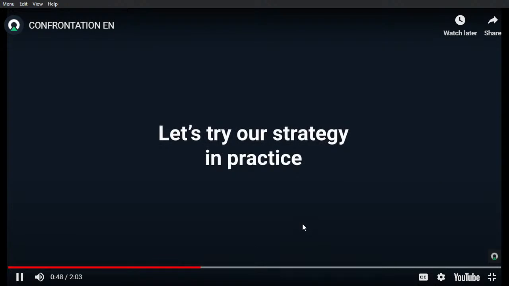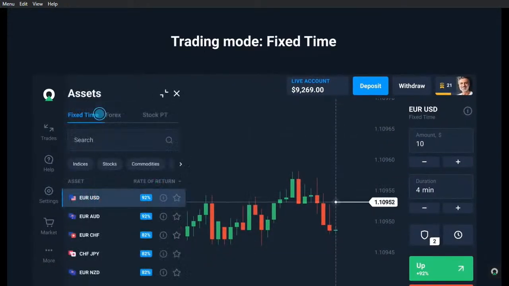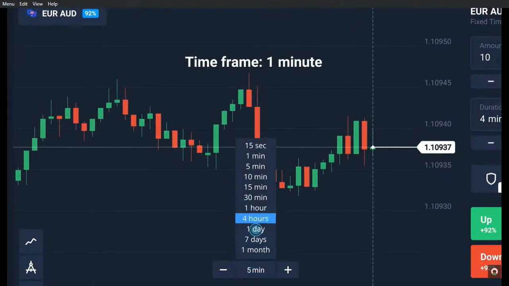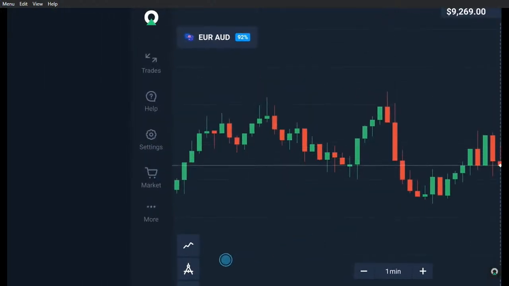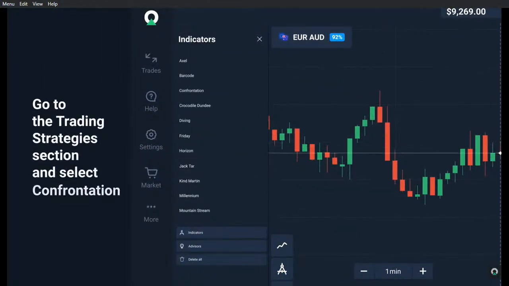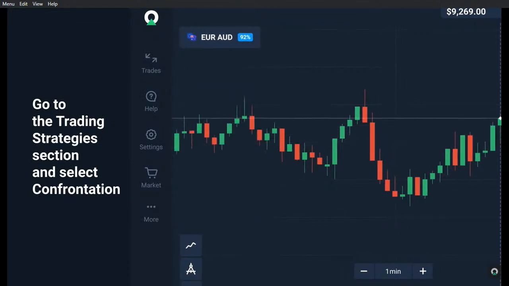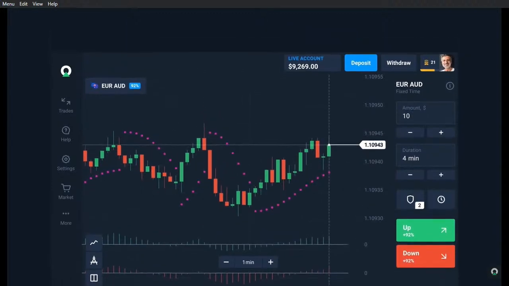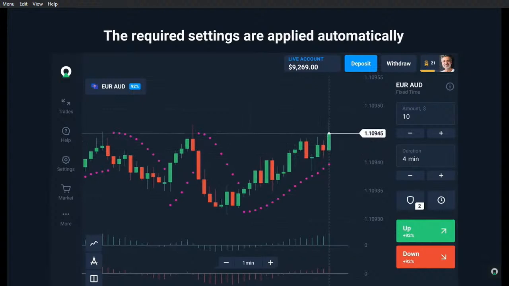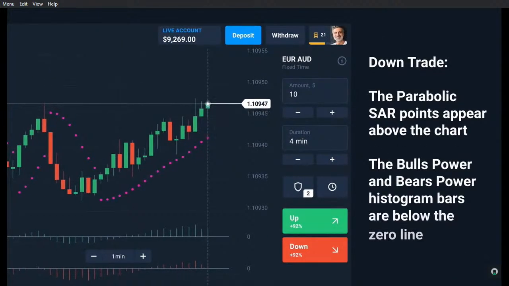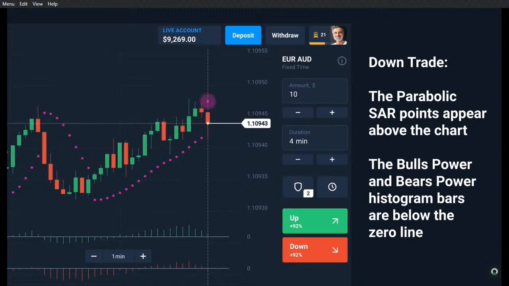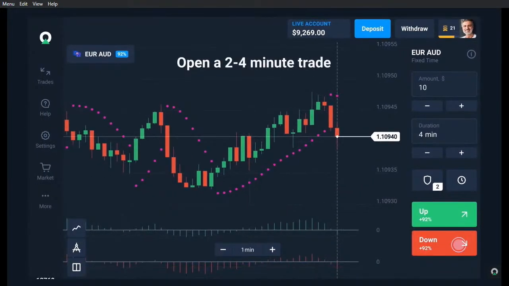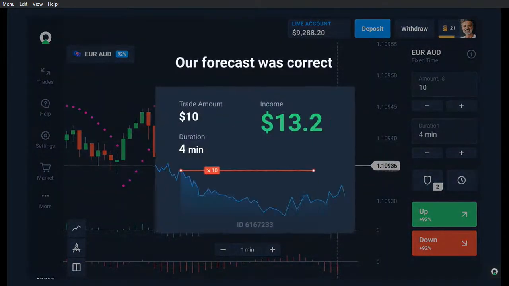Let's try our strategy in practice. In this example, Hi, Alok. we will open a chart for Euro Australian dollar currency pair in fixed time mode and set chart time frame to 1 minute. Let's now switch to the indicator section and select the Trading Strategies tab. We will use the confrontation strategy. Parabolic points appear along the candlesticks, and the bull's power and bear's power indicators appear below the chart. I will be teaching you one to open a downtrade, we wait for parabolic points to appear above the price chart, and for bull's power and bear's power histogram bars to appear below zero line. Open a 2 to 4 minute trade. Our forecast was correct.